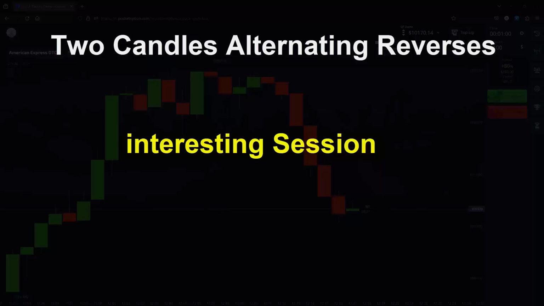In today's video I'm gonna give you another trading session using the two candles alternating reverses, which is gonna be interesting because you're gonna see me trading with high risks, which is not surprising because this strategy involves risking the total account balance, even though the strategy itself holds a high potential of success.